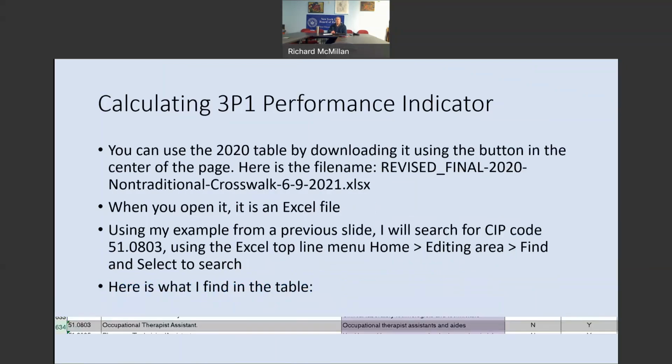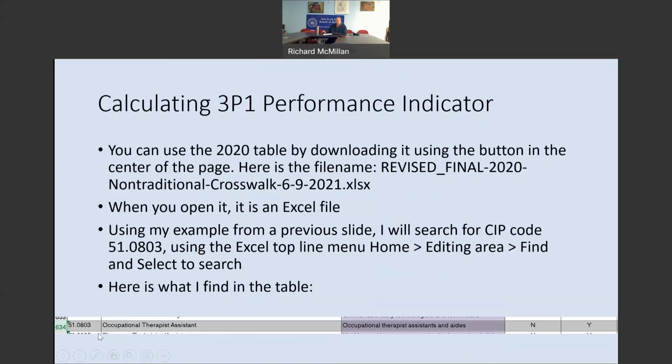You can use the 2020 table by downloading it using the button in the center of the page, and here's the file name of the table. Now, I gave you the link to download that earlier in the presentation. When you open it, it is an Excel file. Using my example from a previous slide, I will search for zip code 51.0803 using the Excel top line menu, home, then editing area, then find and select to search.